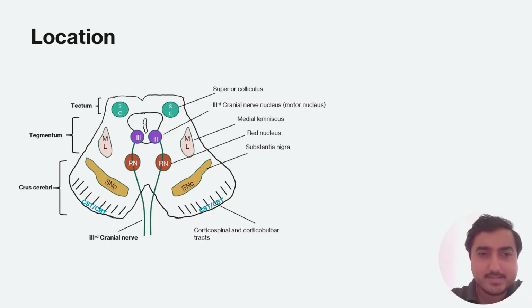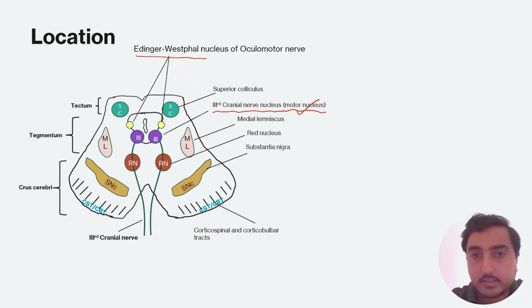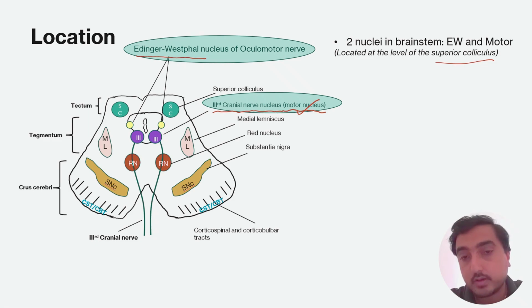So this is a section of the midbrain. Now in the midbrain, if we see closely, in the tegmentum we have two nuclei of the oculomotor nerve. One is the motor nucleus, the other is the Edinger-Westphal nucleus. These are located at the level of the superior colliculus. Remember, this is a section of the midbrain at the level of the superior colliculus.